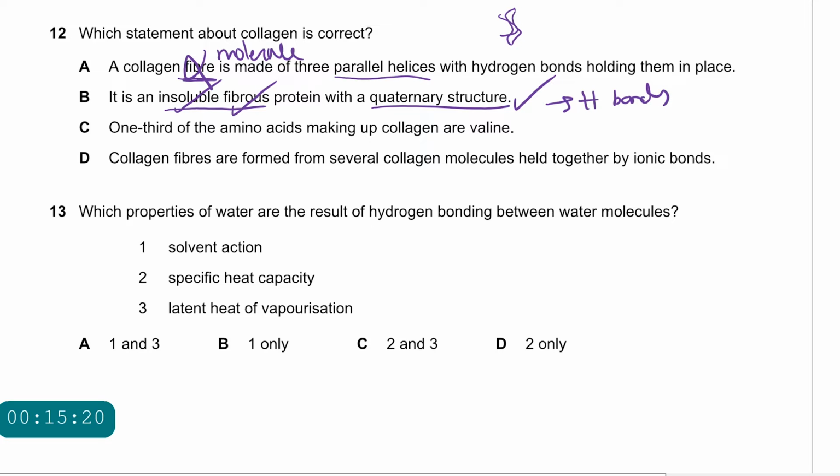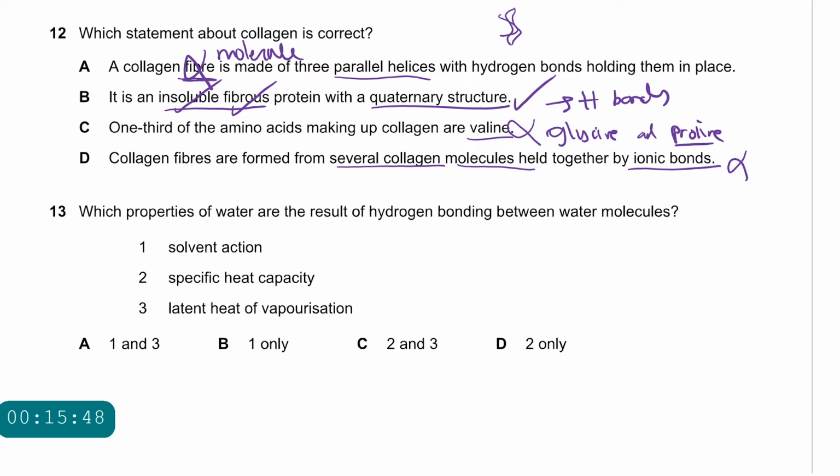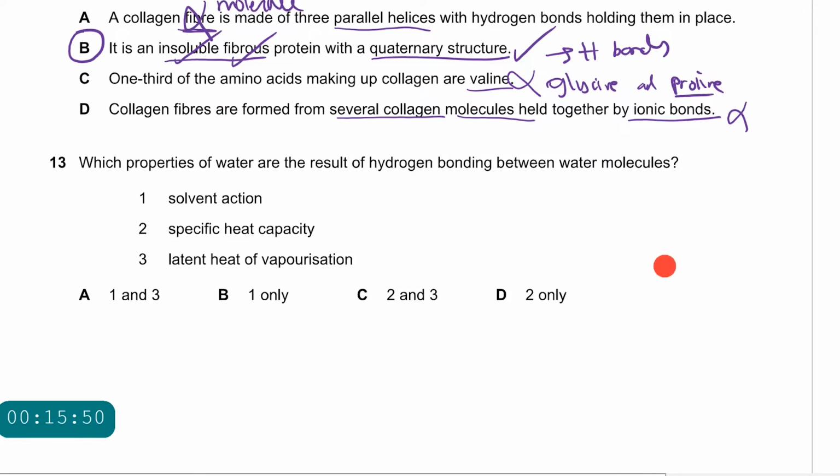C. 1/3 of the amino acids making up collagen are valine. Valine obviously is incorrect, it's actually glycine. Every third amino acid is glycine, and there is proline as well. So this is incorrect. D, the collagen fibers are formed from several collagen molecules held together by ionic bonds. Ionic is incorrect because it's either hydrogen and some covalent bonding. So the final answer is going to be B.